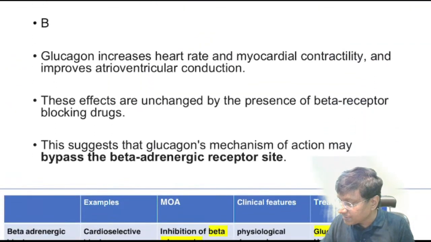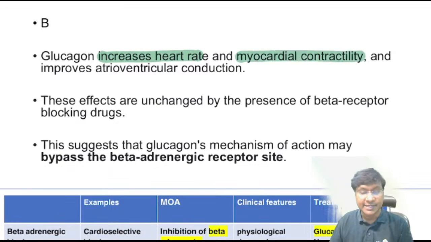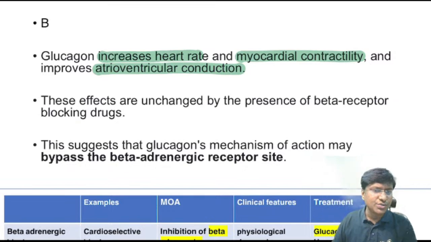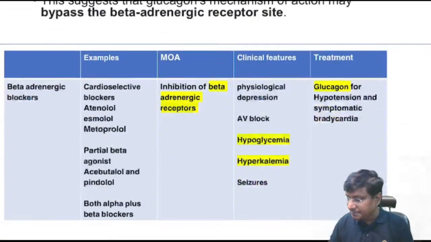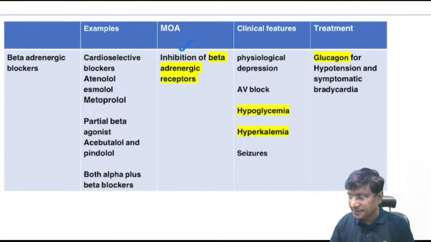Glucagon increases the heart rate and myocardial contractility, and it also improves atrioventricular conduction. Beta blockers block the AV node and decrease the heart rate. Glucagon increases the heart rate and myocardial contractility, and that is why we give glucagon as the drug of choice for beta blocker overdose. Beta blockers inhibit the beta adrenergic receptors.